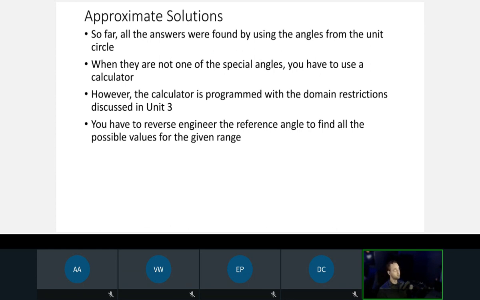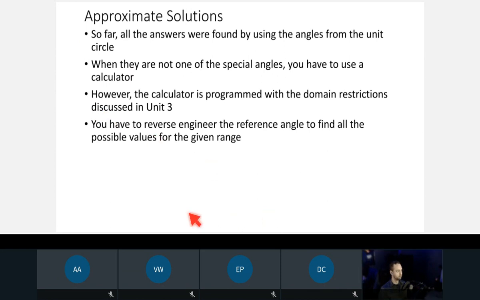Okay, so approximate solutions. We've been using the unit circle up until this point. Well, the problem is going forward from this slide up, we're going to have decimal values. So it makes it a little bit more tricky to look at. Maybe it just looks kind of confusing. We have to draw diagrams to help us out.